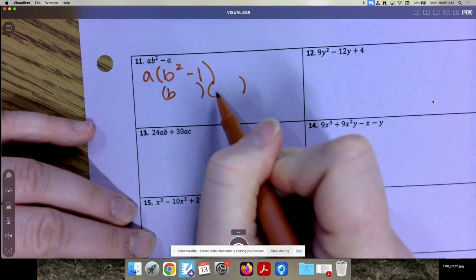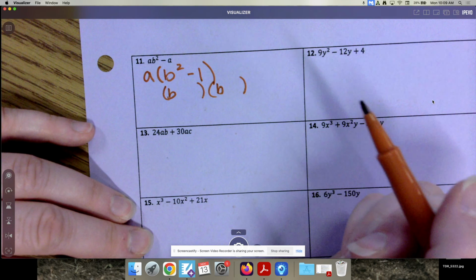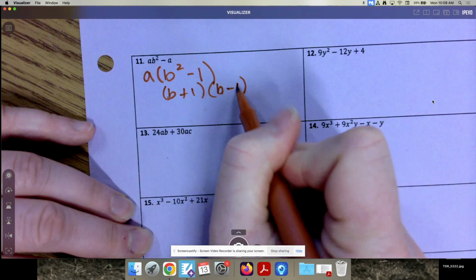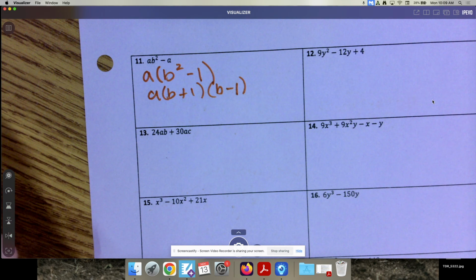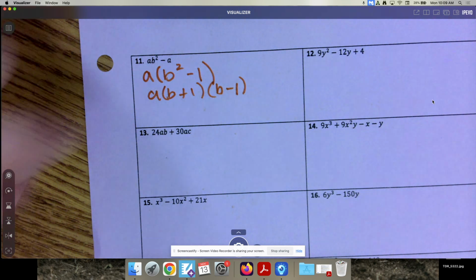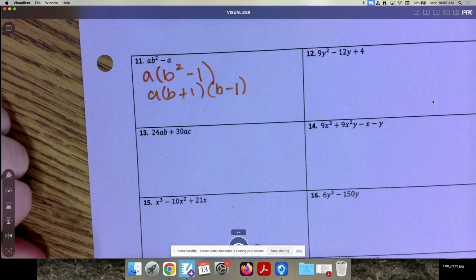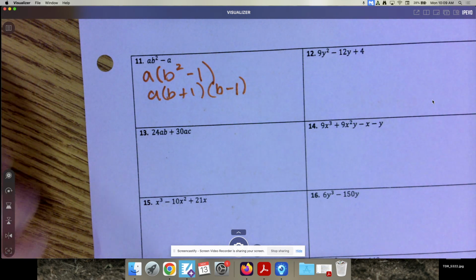How do you get a minus 1 with nothing in the middle? Plus 1, minus 1. And don't forget, you still have that a hanging out in front. So recognizing the difference of perfect squares is very repetitive. As long as you recognize that pattern, you don't even really have to think about it. It's 2 parentheses, 1 plus, 1 minus.